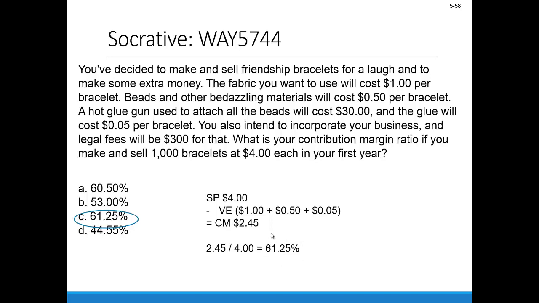Again, CM ratio tells us what portion of every sales dollar is potential profit. So for these friendship bracelets, that's 61.25 cents per dollar headed toward the bottom line. So first to cover all the fixed cost, and then to generate some kind of profit.